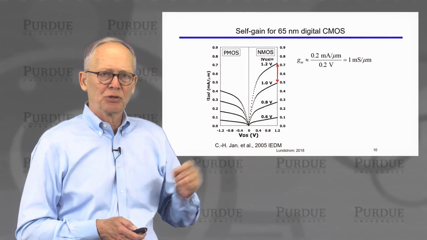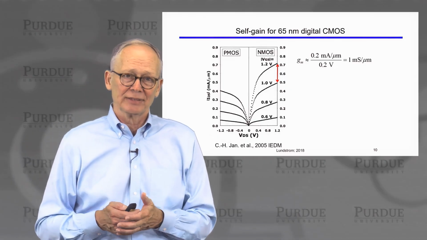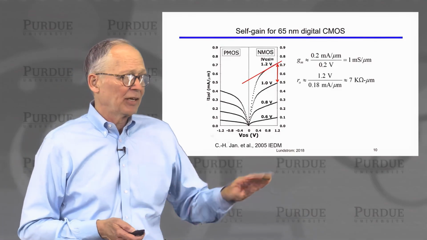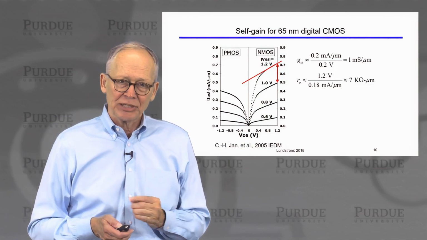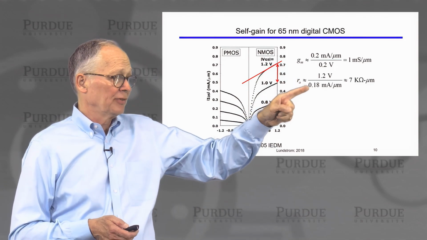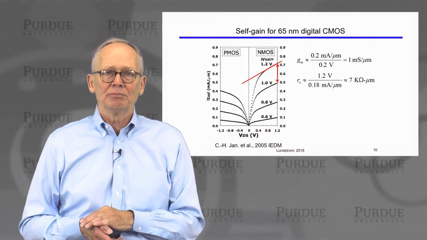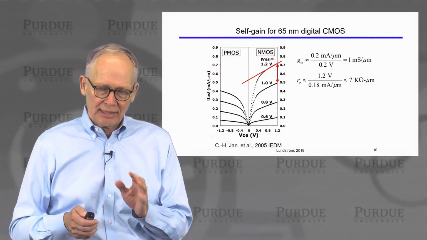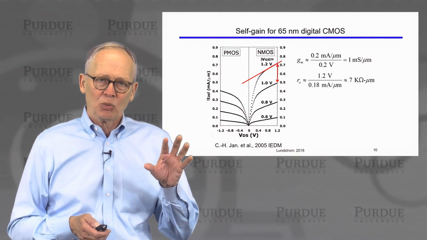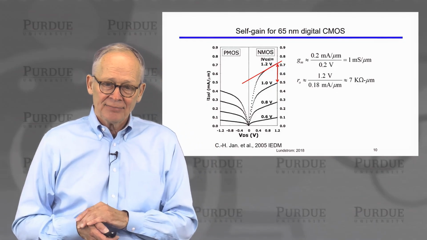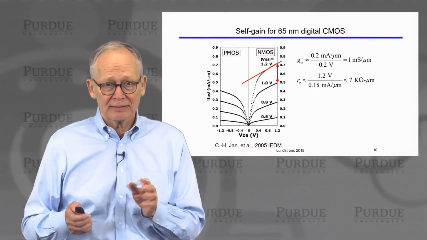So everything is usually quoted per micrometer. If I made a transistor that was twice as wide, I'd get a transconductance that's 2 millisiemens, right? Okay. If I look at the output resistance, I'll just take the slope of this line in the saturation region. If you pull numbers off of that, you'll find that the slope gives you an output resistance that's 7 kiloohm micrometers. So again, we quote it this way. If the transistor is 1 micrometer wide, the output resistance is 7. If the transistor is 2 micrometers wide, the output resistance is 7 divided by 2, etc.